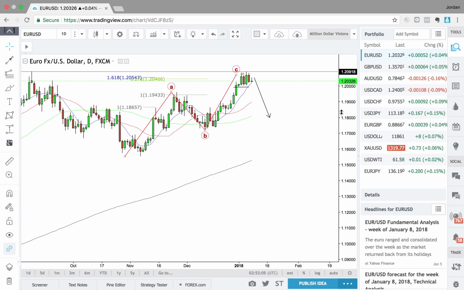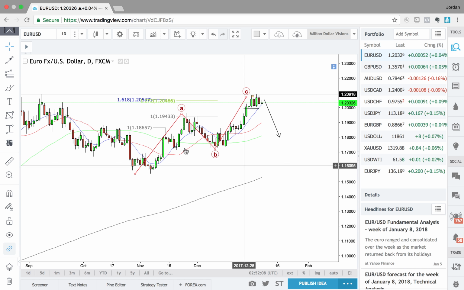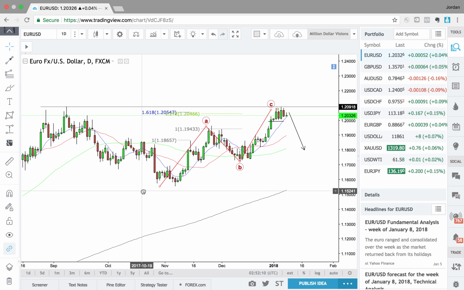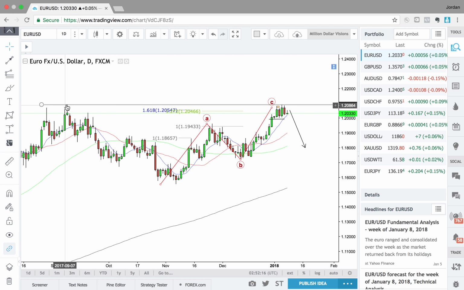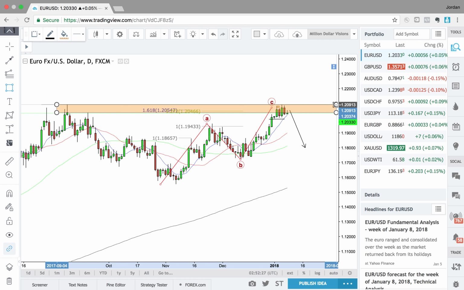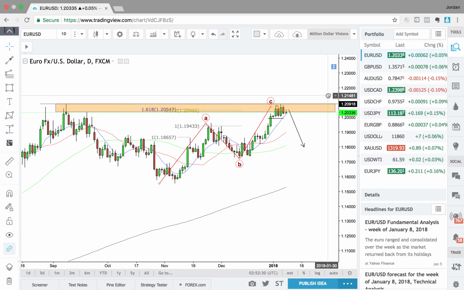Euro dollar is another one. This is a pretty good trade actually if you just look from the highs of September. Actually, what is that? September the 8th. We have a nice zone right here, a nice supply zone. Stops could be above this high, and an easy target back down here into structure.